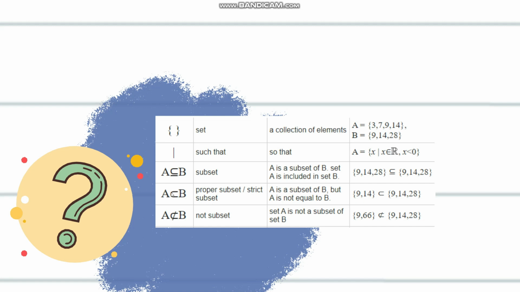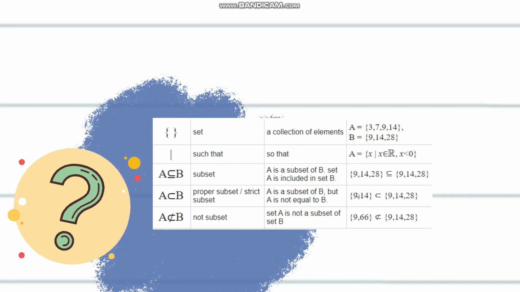Let's proceed to this symbol. It is read as proper subset or strict subset. Now, let's read this one. A is a proper subset of B. It means A is a subset of B, but A is not equal to B. Let's look into these examples. A is a proper subset of B. When we say proper subset, it means it is a subset containing parts of the other set. As you can see, our elements are 9 and 14. These two are only parts of set B.